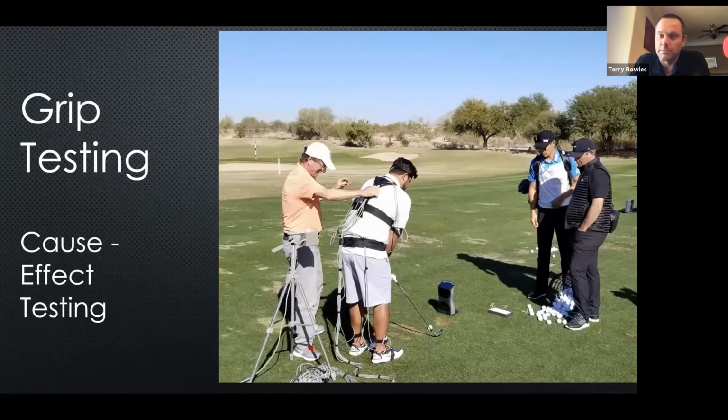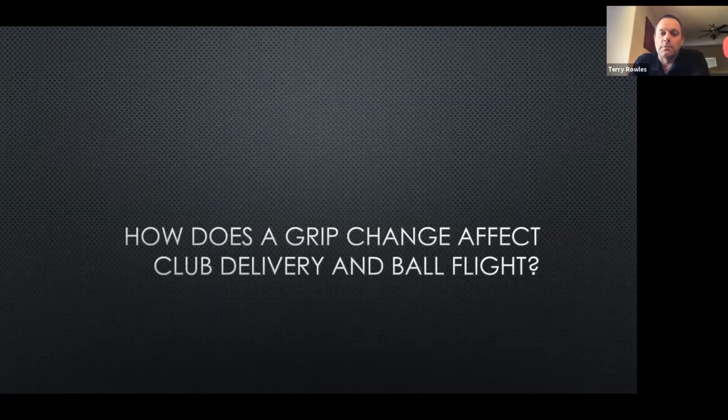Phil's going to talk about this a lot more tomorrow. So just let it be known that we measured a bunch of people using his system, which is the AMM system. We use TrackMan, and we also use the quad. So the question we went into it with was, how does changing the grip affect club delivery and ball flight? We're going to talk a little bit more about the methodology tomorrow.